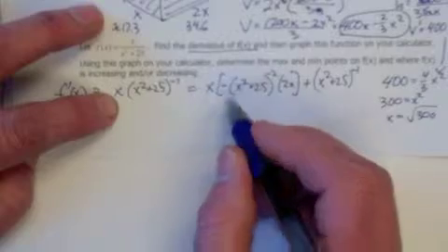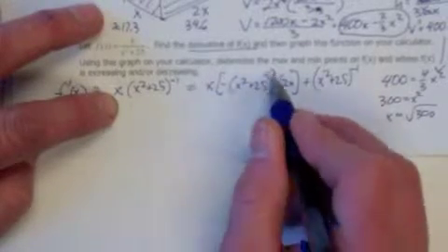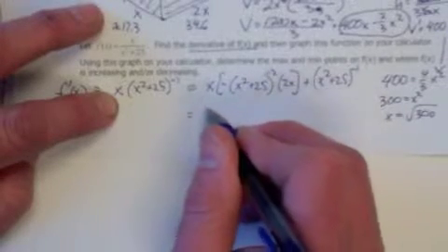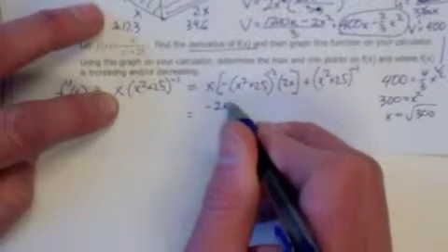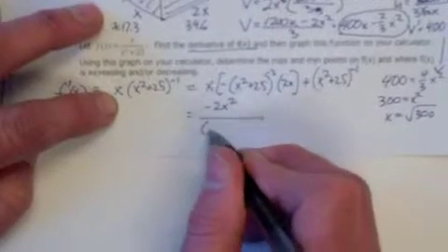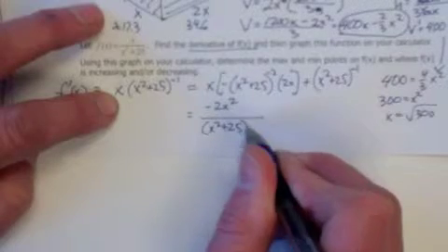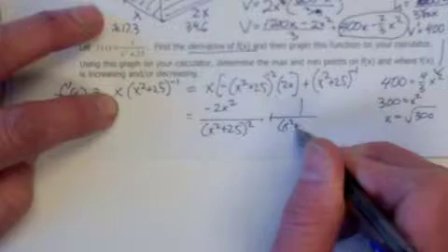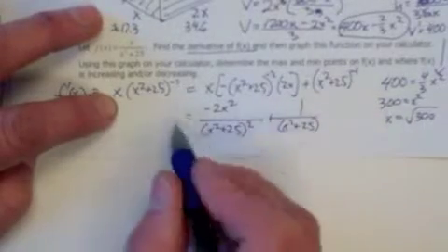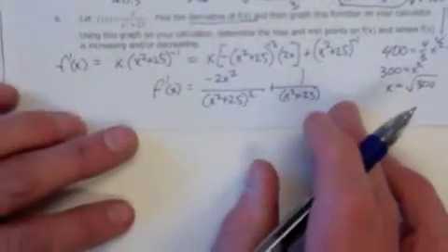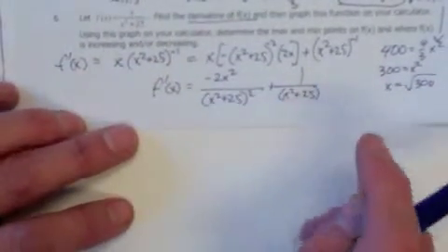Now, cleaning this all up, I've got this underneath being squared, so that's going to be on top. It's going to be negative 2x squared, x times x, 2x squared, over x squared plus 25 squared, and then plus 1 over x squared plus 25. That's the derivative. That's f prime of x. And then I'm going to graph this function on my calculator. So let me put that into the calculator.